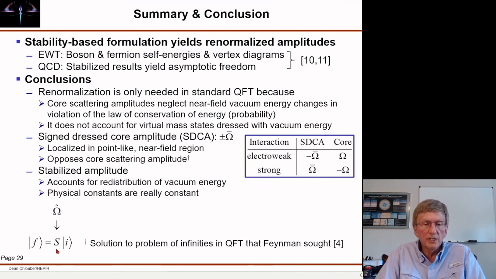Since the S matrix represents a transition probability amplitude connecting initial and final states, we believe that this is the solution to the problem of infinities in quantum field theory that Feynman was seeking, as he alludes to in reference 4. So, the stabilized amplitude, omega hat, accounts for redistribution of vacuum energy, and the physical constants are really constant.